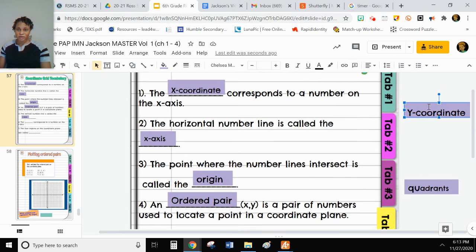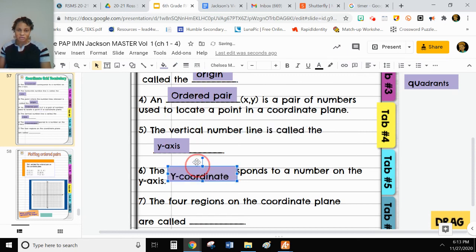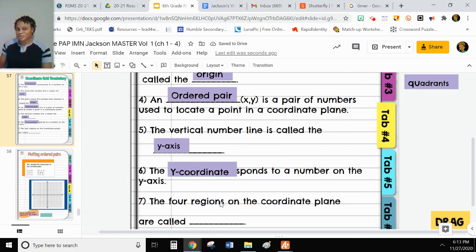Too many x's and y's. The y coordinate corresponds to something on the y-axis. And why is that line so small for me? I don't know. I'm going to switch them up. They'll be corrected by the time you see this page.